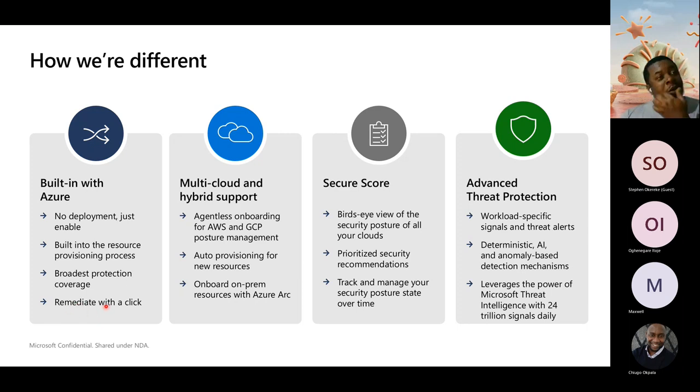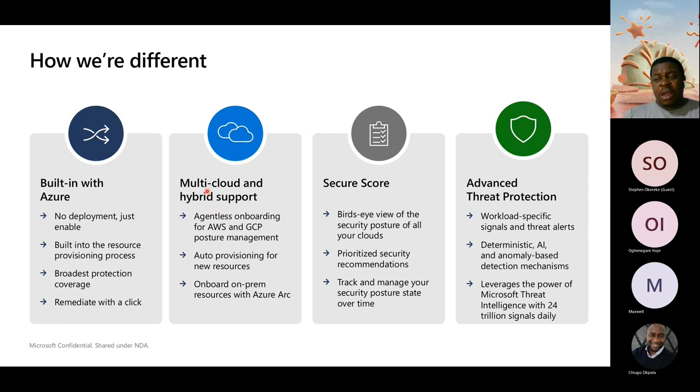So you set up a policy, and then the policy checks for certain VMs that have certain ports open, and then 300 VMs come up. Are you going to go to each of these VMs to turn it off? No, that would be a lot of work. Remediate with a click, all right? That's one of the unique features of Defender for Cloud.